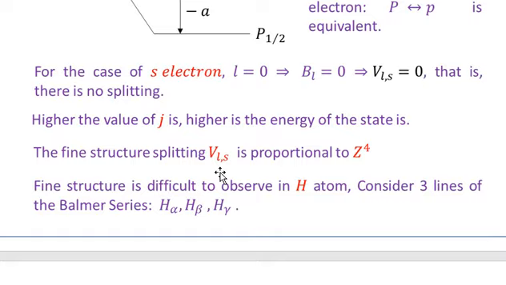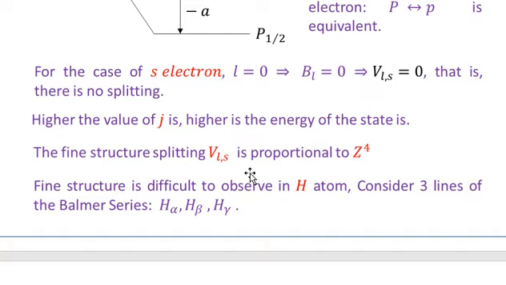The fine structure splitting VLS is proportional to Z to the power 4. So for heavier atoms, the splitting will be larger. Fine structure is difficult to observe for the hydrogen atom because for hydrogen, the value of Z is equal to 1, which is the least value. So the splitting will be least. That is, the VLS will be very, very small.